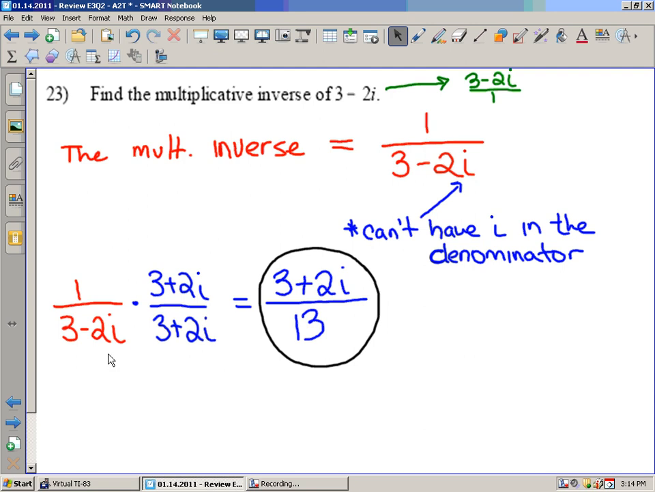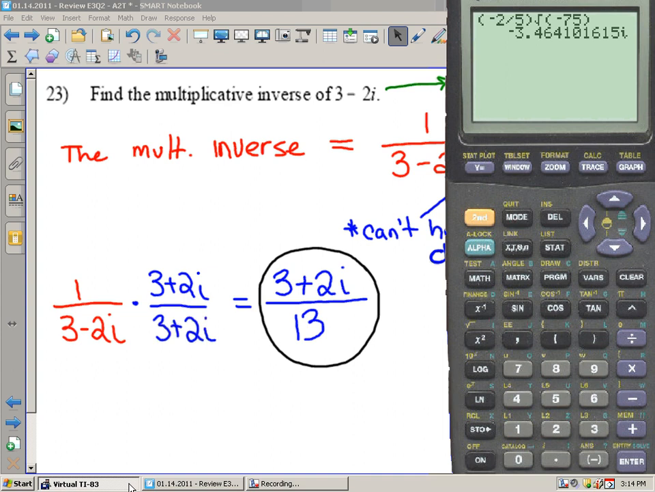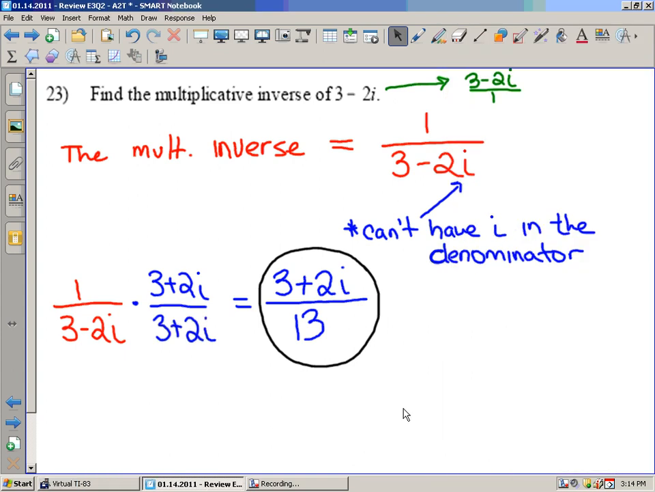This can be done in your calculator, right? Just plugging in. Let me show you what I mean. Let's do the bottom in our calculator real quickly. 3 minus 2i times 3 plus 2i is 13. And then the top is obviously 3 plus 2i. So that's where I get this answer from.